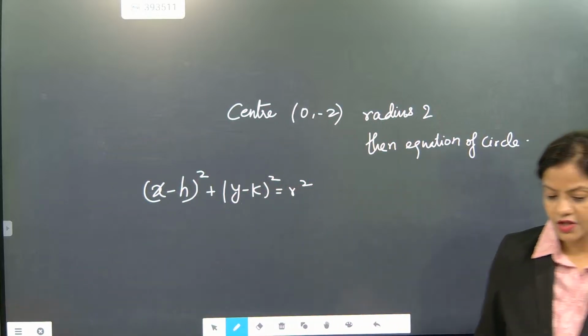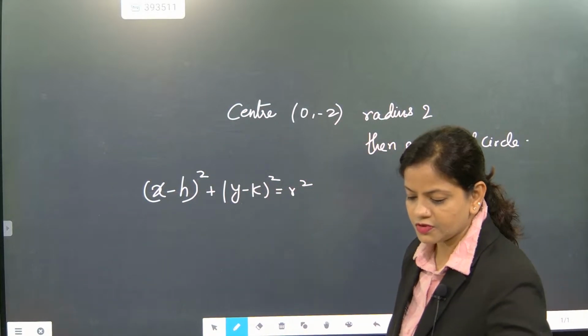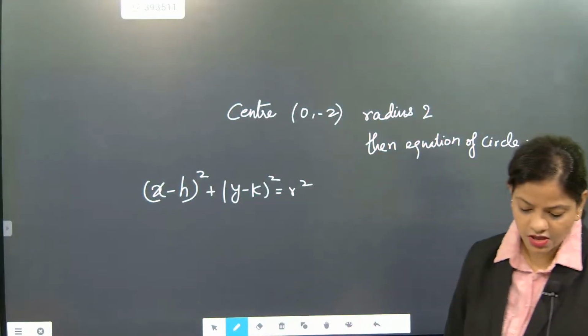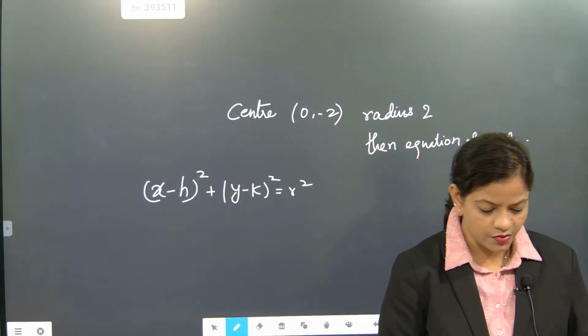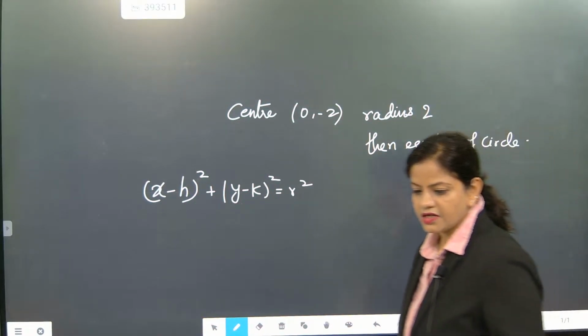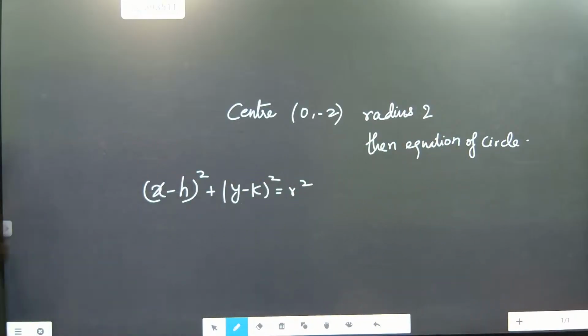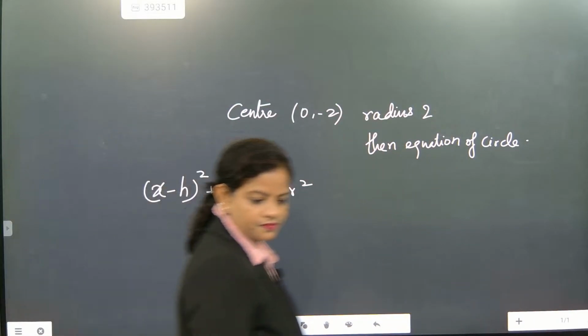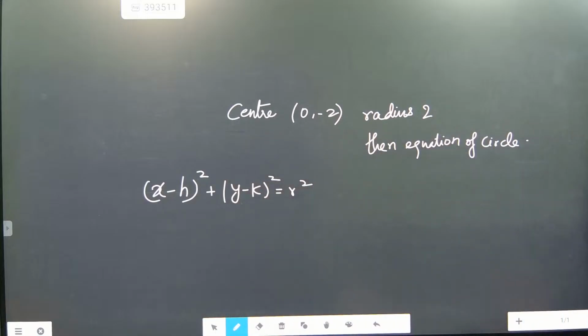Come on, start solving the question please. So the standard equation of circle is this. Based on this, start solving the question. The first part is this. Now you have to start solving. Go for it. Try this question out.